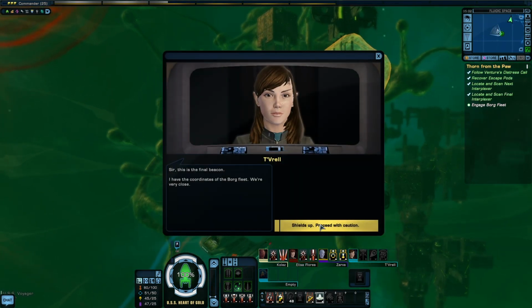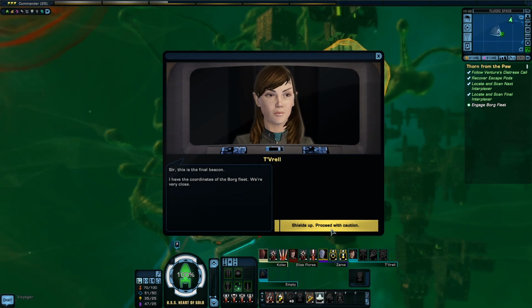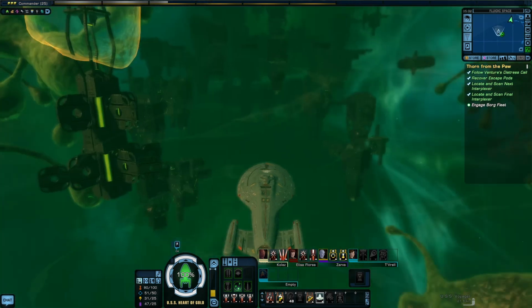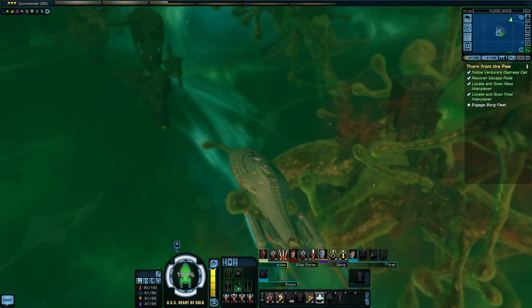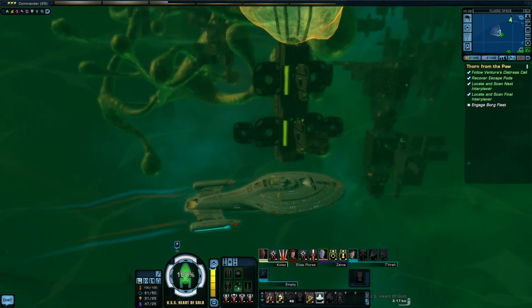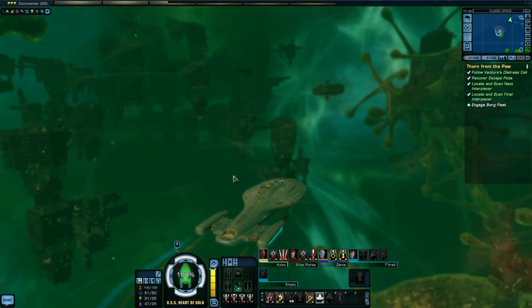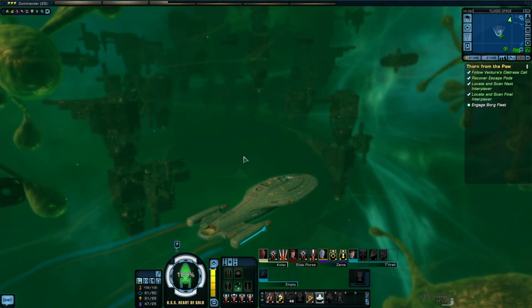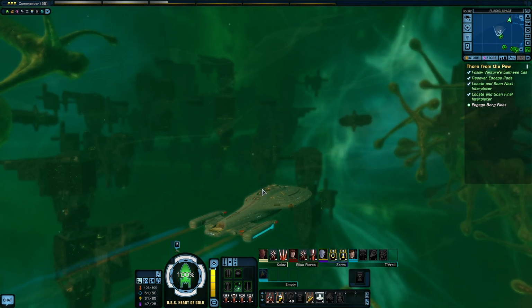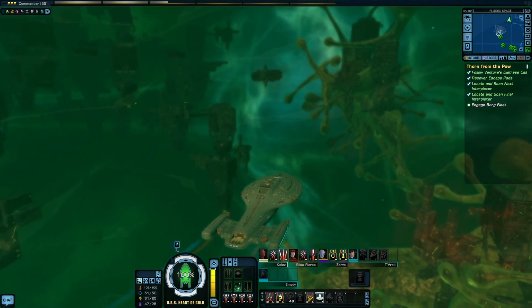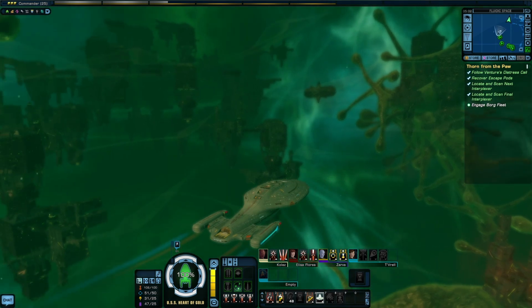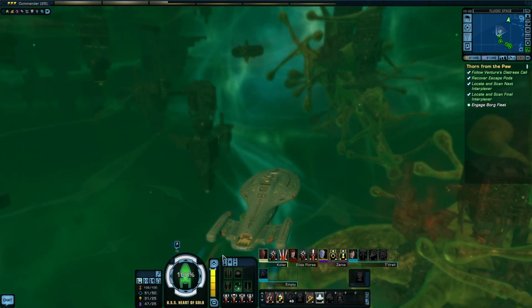I have the coordinates of the Borg fleet. We're very close. Shields up. Proceed with caution. They've assimilated this area. Look. That is a Borg Unicomplex, for those who haven't guessed it by now. Basically a Borg station for fleet resupply and that kind of thing.